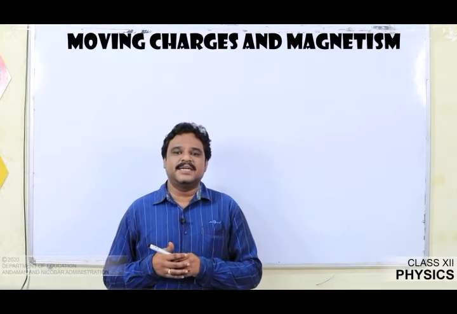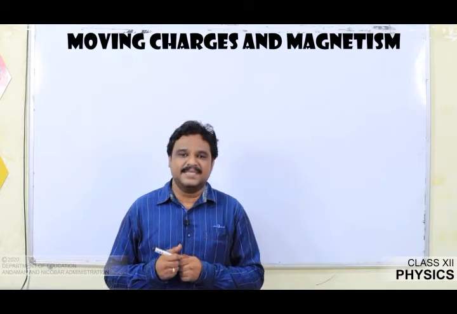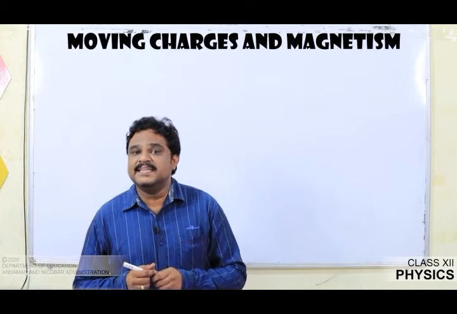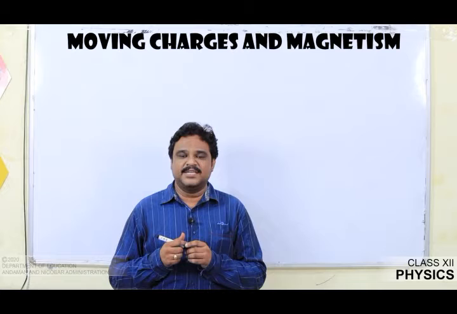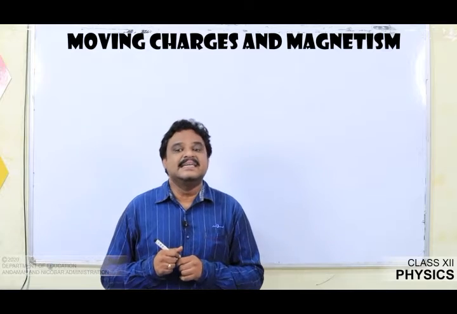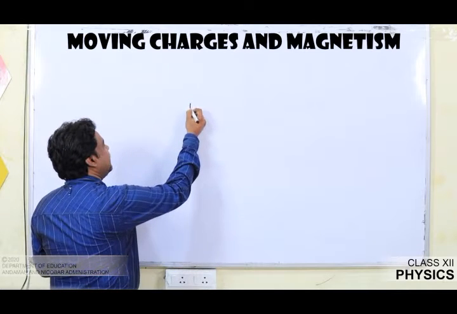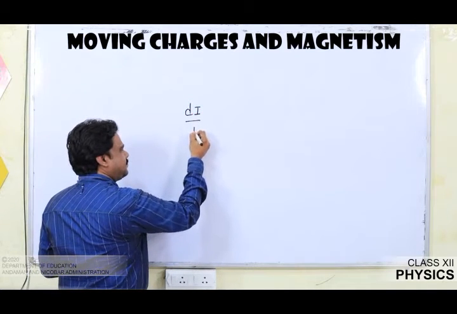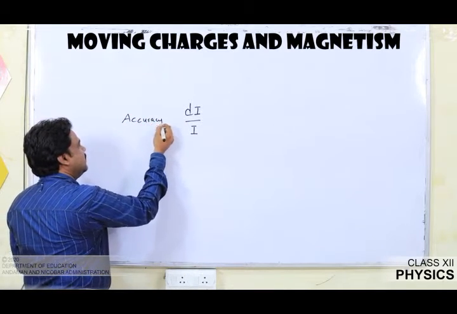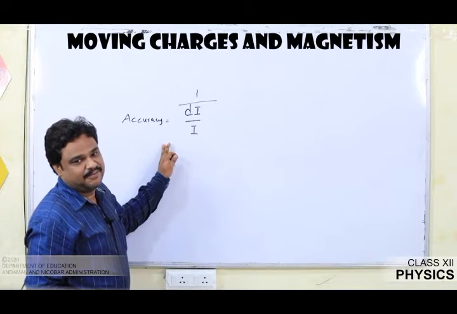So what about the definition for accuracy of a galvanometer? Accuracy of a galvanometer is defined as the reciprocal of relative error in measuring the current with the galvanometer. You know what is relative error for measuring the current? I can say the relative error in measuring the current can be written as di by I. And accuracy is the reciprocal, that is, 1 by di by I, termed as accuracy of the galvanometer.